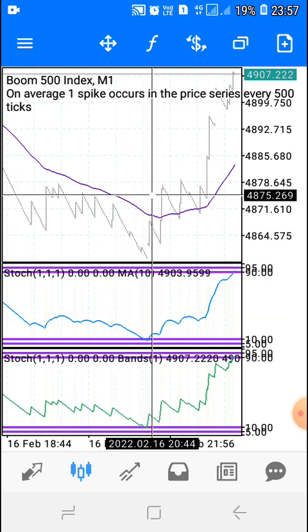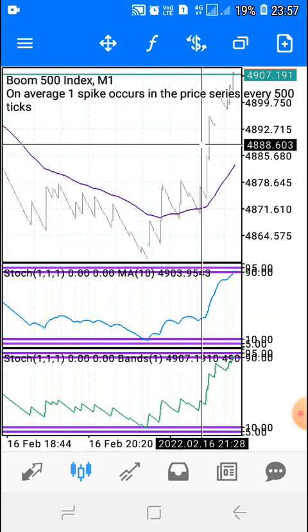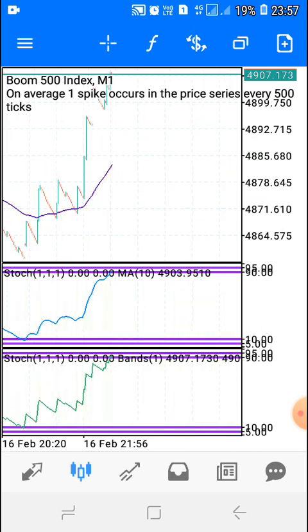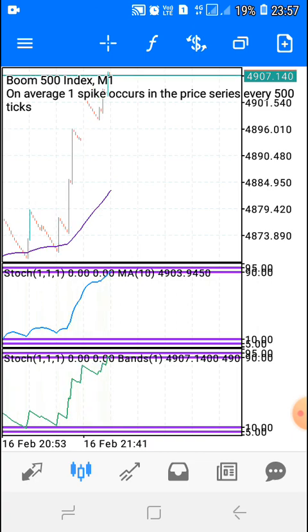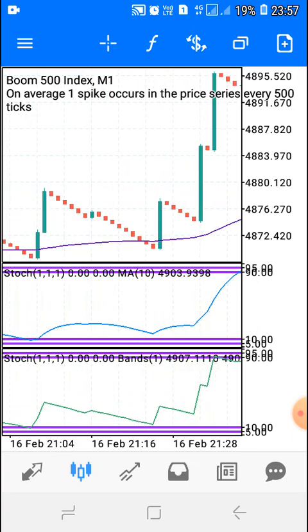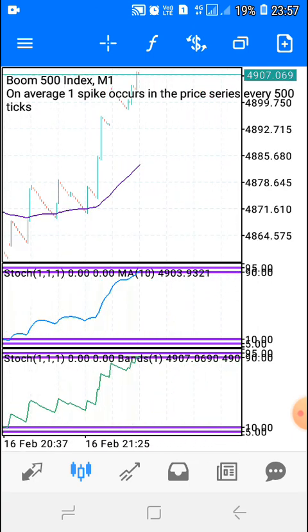So we take an entry, we hold it straight. Look at what happened. The market decided to spike massively. You could have made a lot of money if you had a $100 account. You could have made like $30 to $50, depending on the lot size.